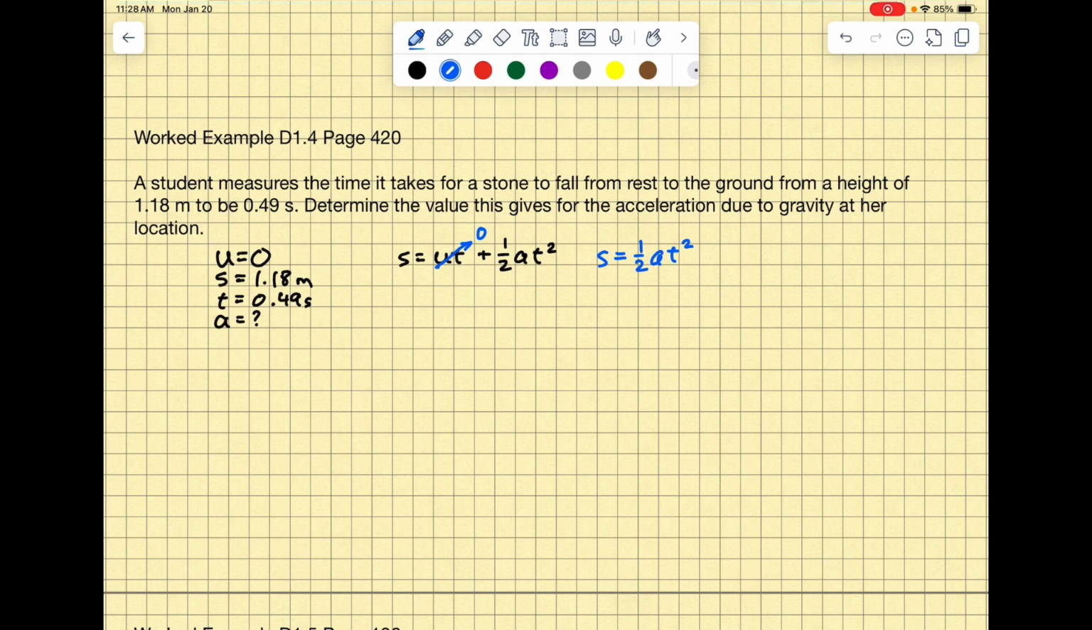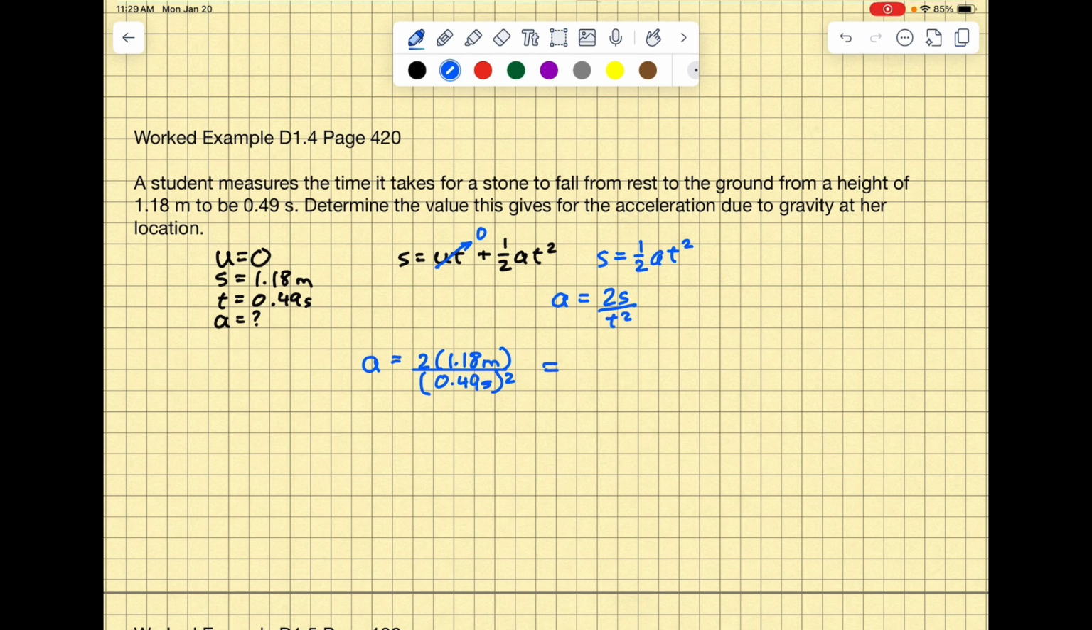We know t, we're trying to find a. So if we rearrange this for a, we get acceleration is equal to 2s divided by time squared. Let's plug in our values. Acceleration is equal to 2 times s, which in SI units is 1.18 meters, divided by time, which is 0.49 seconds, and that needs to be squared. The units work out because we should end up in meters per second squared. So take a second to plug this in your calculator. Do that while I'm doing the same, please.